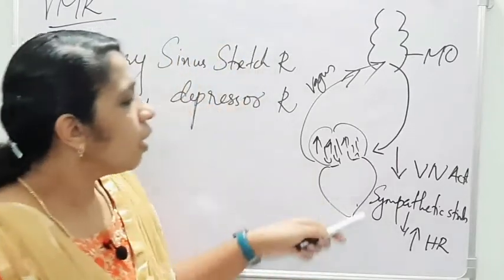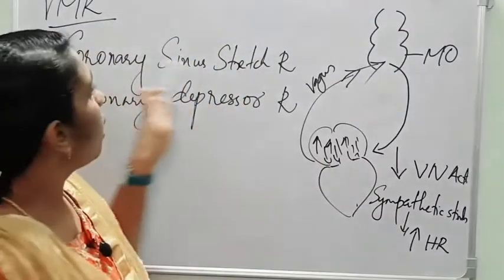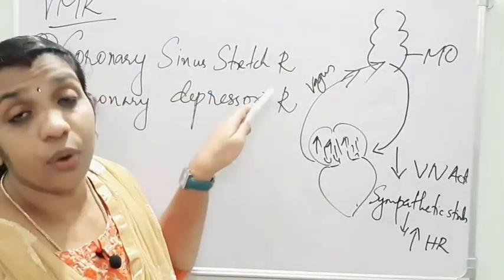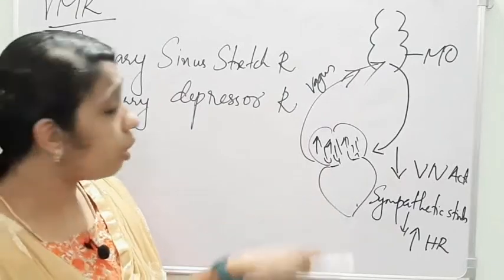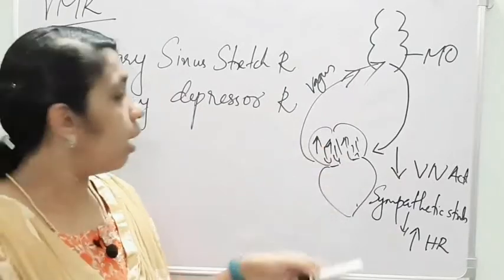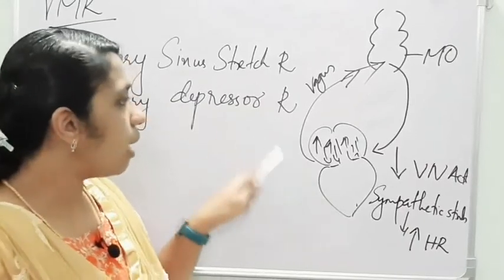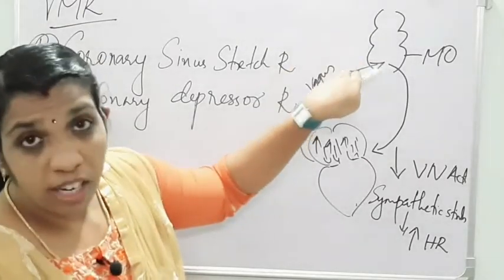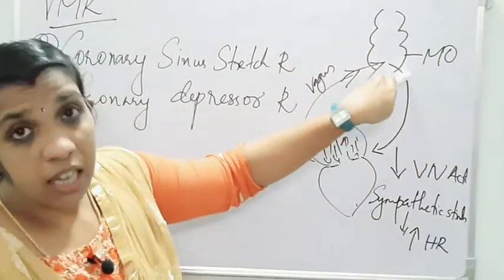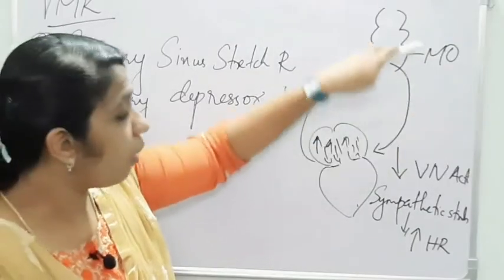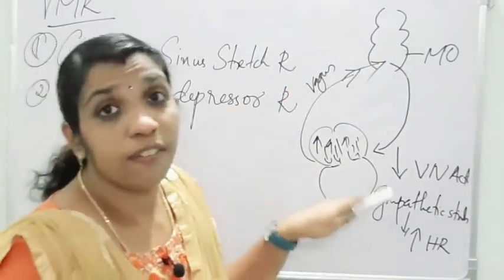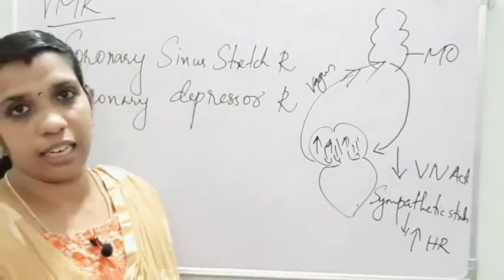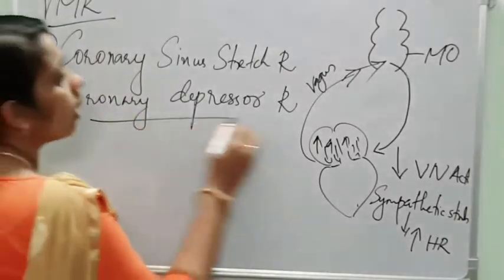Okay. So in this coronary sinus stretch reflex, there will be increased volume in the atria, so the coronary sinus gets stretched. This reflex will be carried by the vagus nerve to the medulla oblongata, and from the medulla oblongata the efferent fibers will act, and there will be reduced vagal nerve activity which leads to sympathetic stimulation, that is increased heart rate. You understand? And second is the coronary depressor reflex.